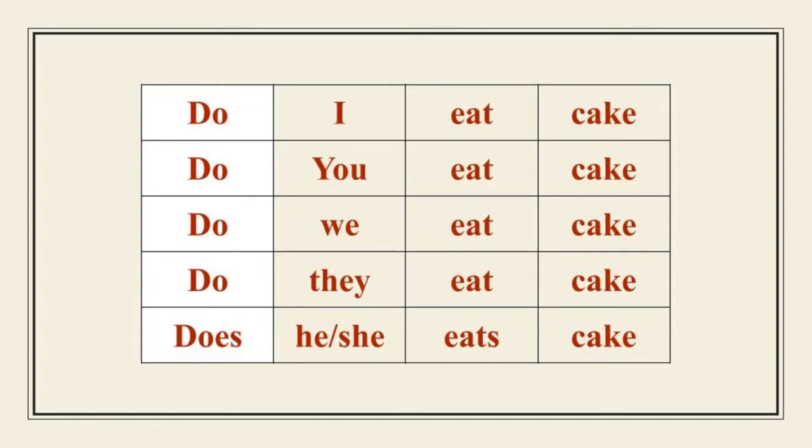Look at the examples. Do I eat cake? Do you eat cake? Do we eat cake? Do they eat cake? Does he eat cake or does she eat cake? Don't forget to put a question mark at the end of the sentences.